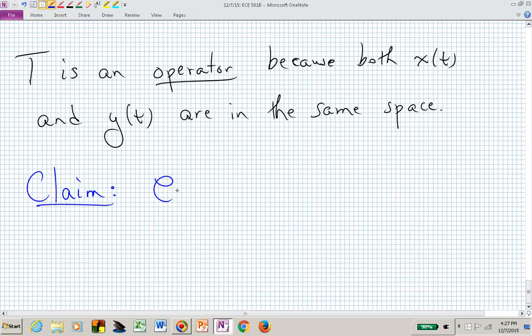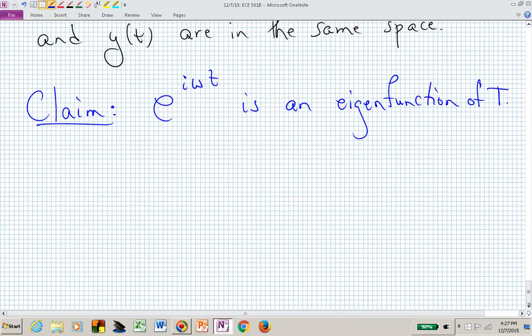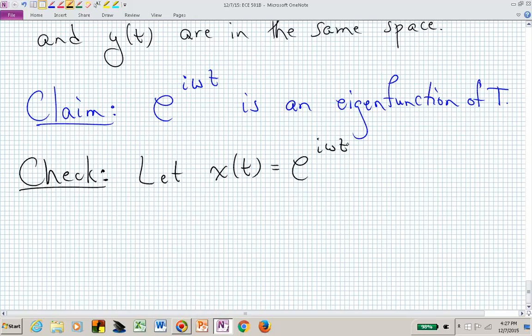Let's make a claim. Suppose that we claim that e to the I omega t is an eigenfunction of our linear operator. So that's what we want to see if we can actually conclude. Let's run a check. Let's go ahead and let our input x of t be this complex exponential function, e to the I omega t.